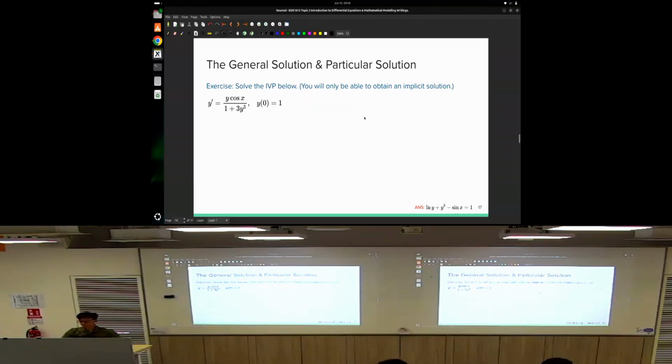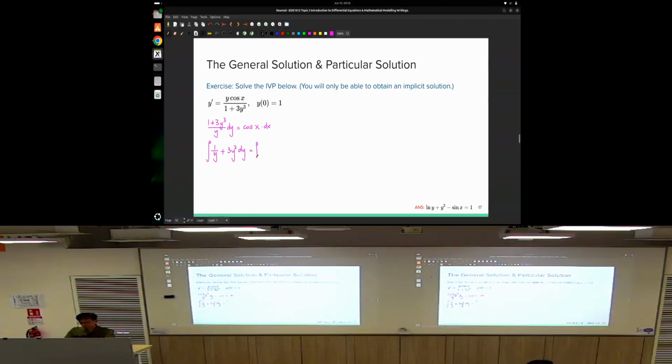Alright, so let's go through it together. You will observe that this is also separable, because it is y over 1 plus 3y cubed times cosine x. So if you take the reciprocal of the y terms, you get (1 plus 3y cubed) divided by y, dy equals cosine x dx. But this is just 1 over y plus 3y cubed divided by y, so it's just 3y squared. Then of course you can integrate.